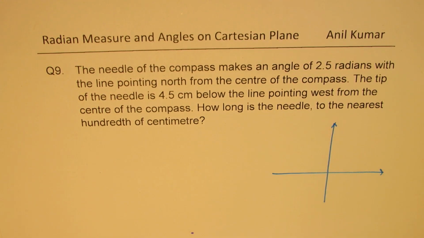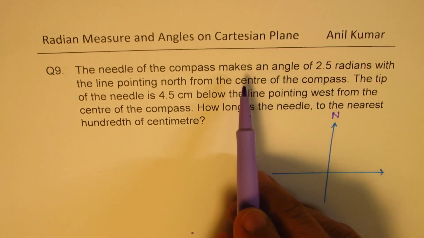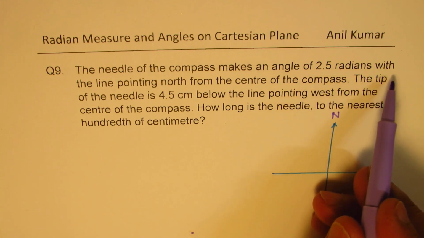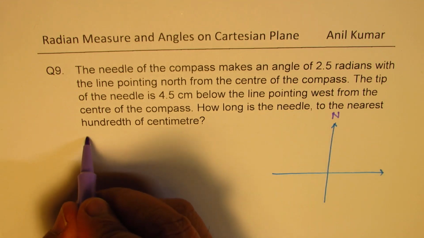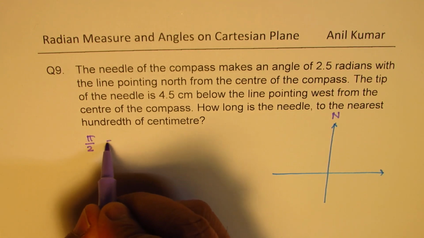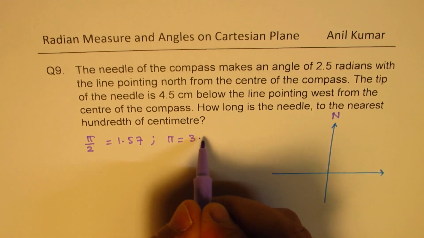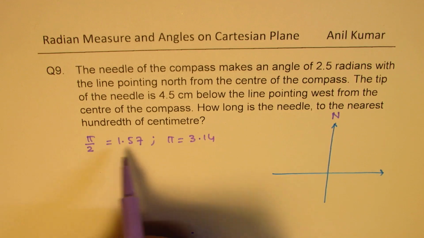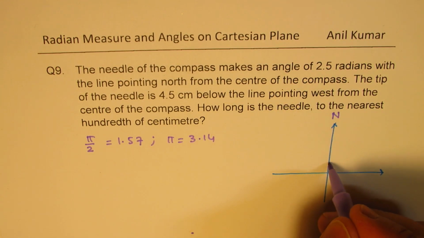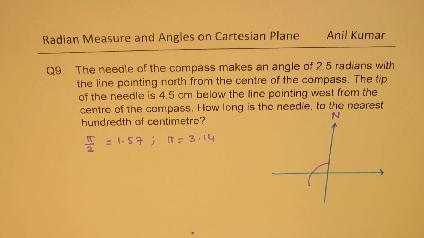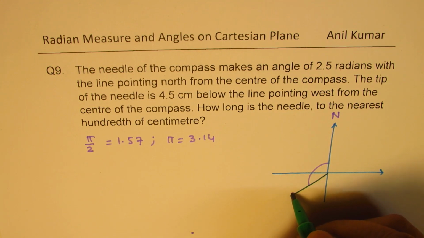Let us assume this is north for us, right? So that is the north. We are given that the needle makes 2.5 radians with the line pointing north. So you should know that pi by 2 is 1.57, right? We know that pi is 3.14, correct? So 1.57, this is 2.5, so this definitely is somewhere here in that quadrant, correct? So the position could be shown like this for the compass.